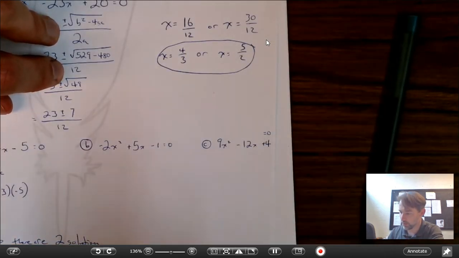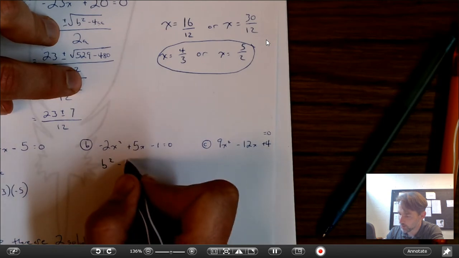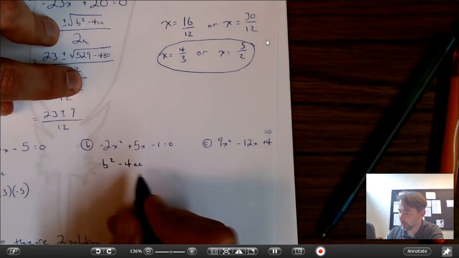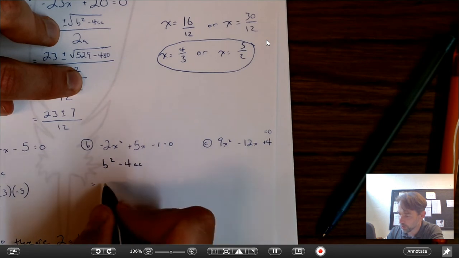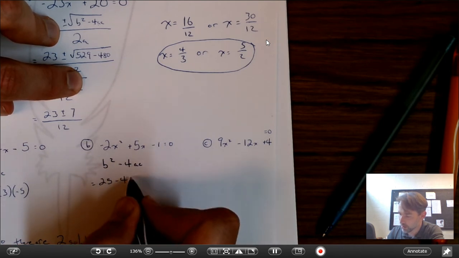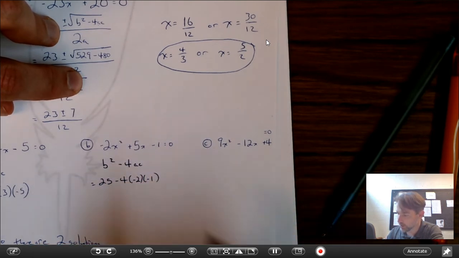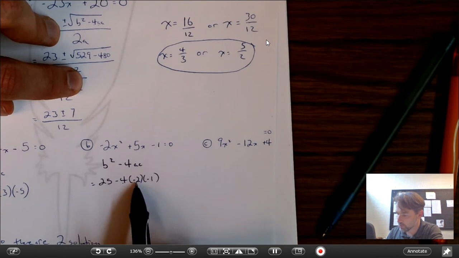Okay, let's do 10b in a different color because we're a little bit tight for space here. So we have b squared minus 4ac. All right, let's do it. This is equal to b squared, which is 25, minus 4 times negative 2 times negative 1.